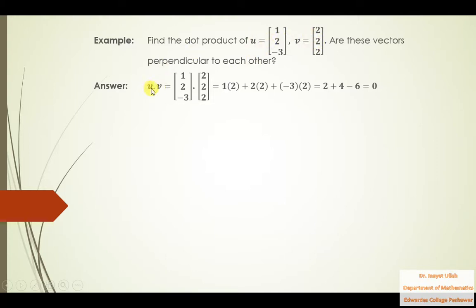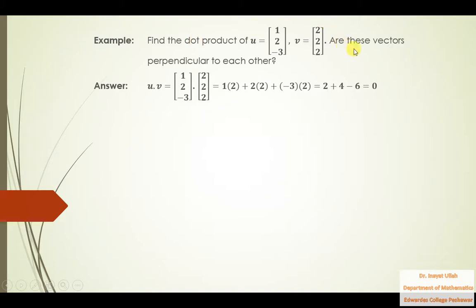So first of all, we need to find the dot product of these two vectors. The dot product of these two vectors is equal to the dot product of their components, and that will be equal to first multiplied by first plus second multiplied by second plus third multiplied by third, and whenever you calculate this sum, that will be equal to 0. So the dot product of these two vectors is equal to 0. So that is the solution for this first part.